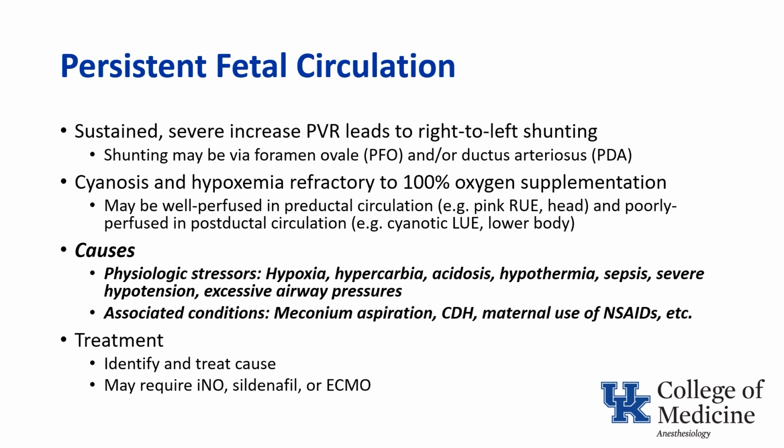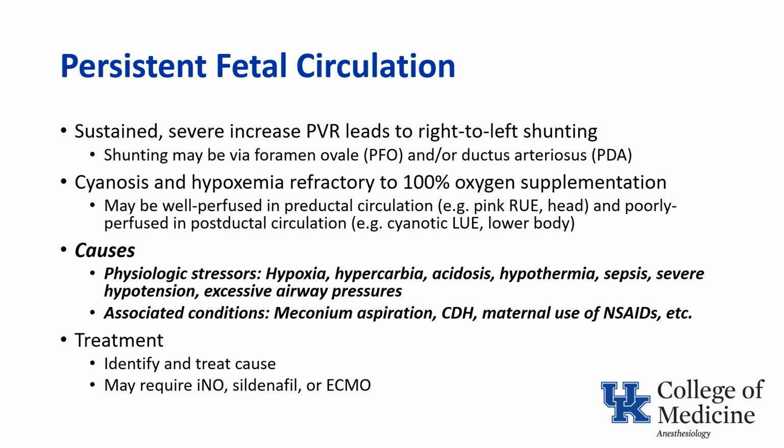Clinically, this may be seen with a well-perfused preductal circulation and a relatively poorly perfused postductal circulation. So you might see a relatively pink right upper extremity and head, and a relatively cyanotic looking left upper extremity and lower body.